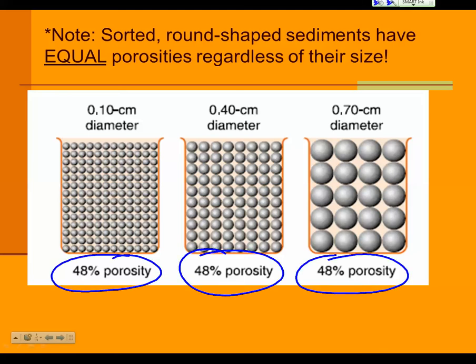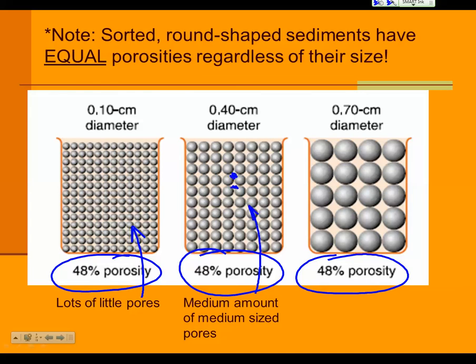And the reason why is you have lots of little pores here, a medium amount of medium-sized pores here. You know, if you added them all up, there's a medium amount of medium size. Here there's a lot of really tiny ones. And the last one, you have a few really big pores.